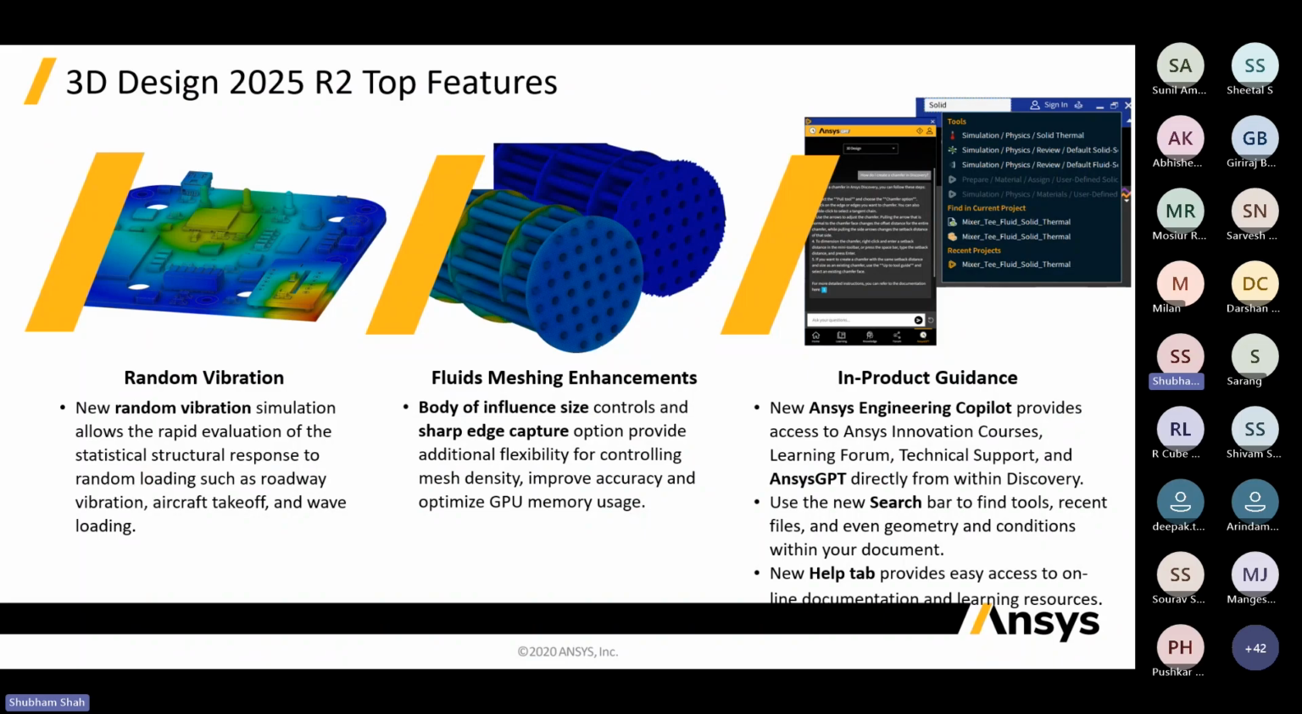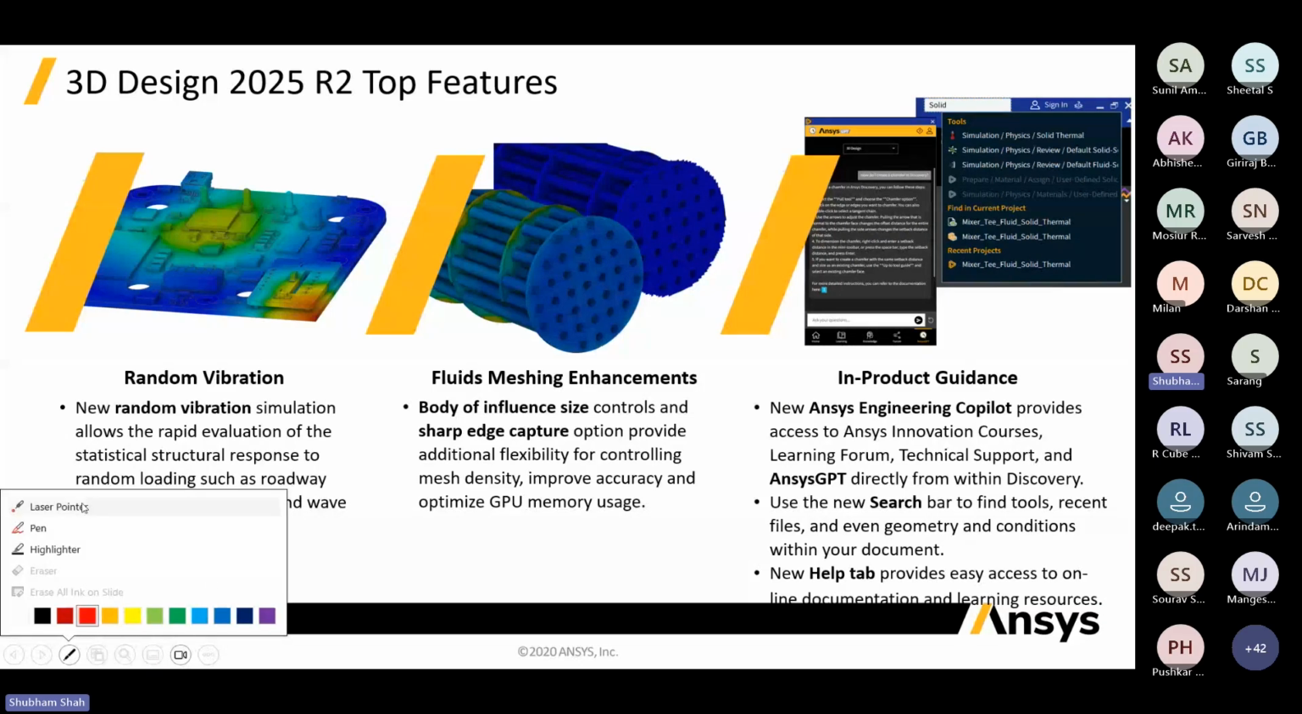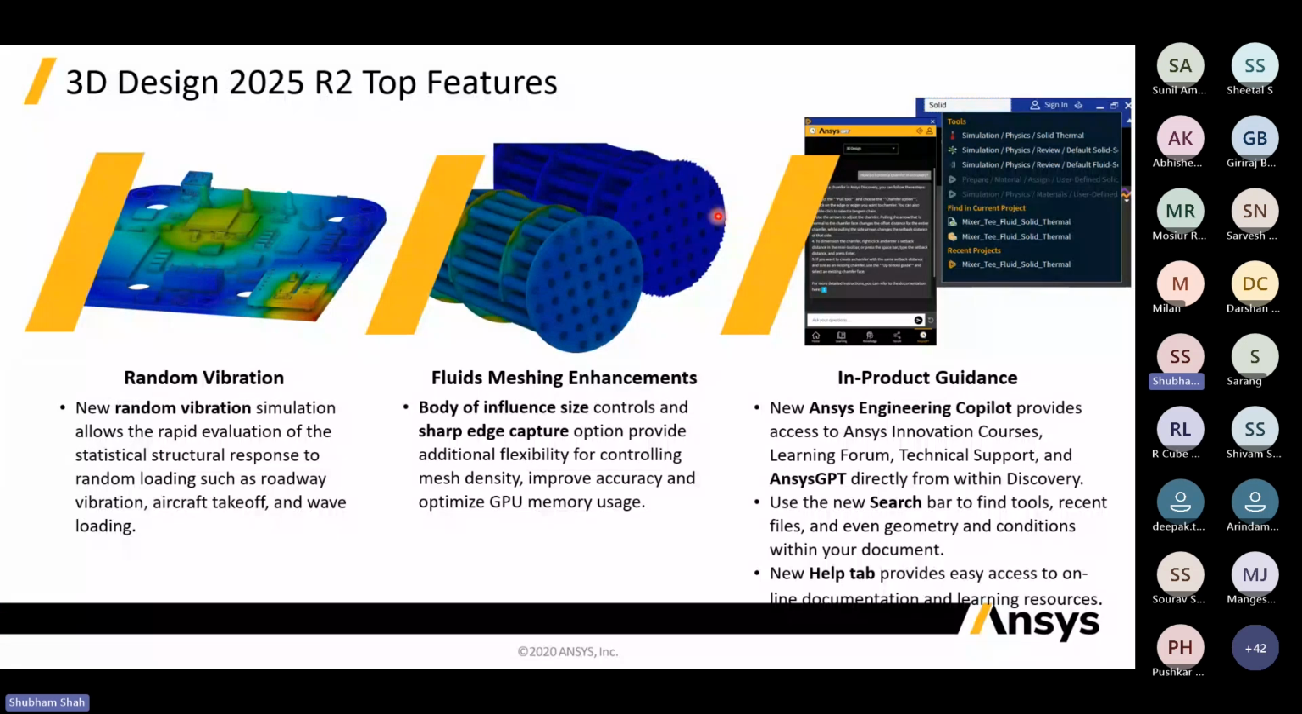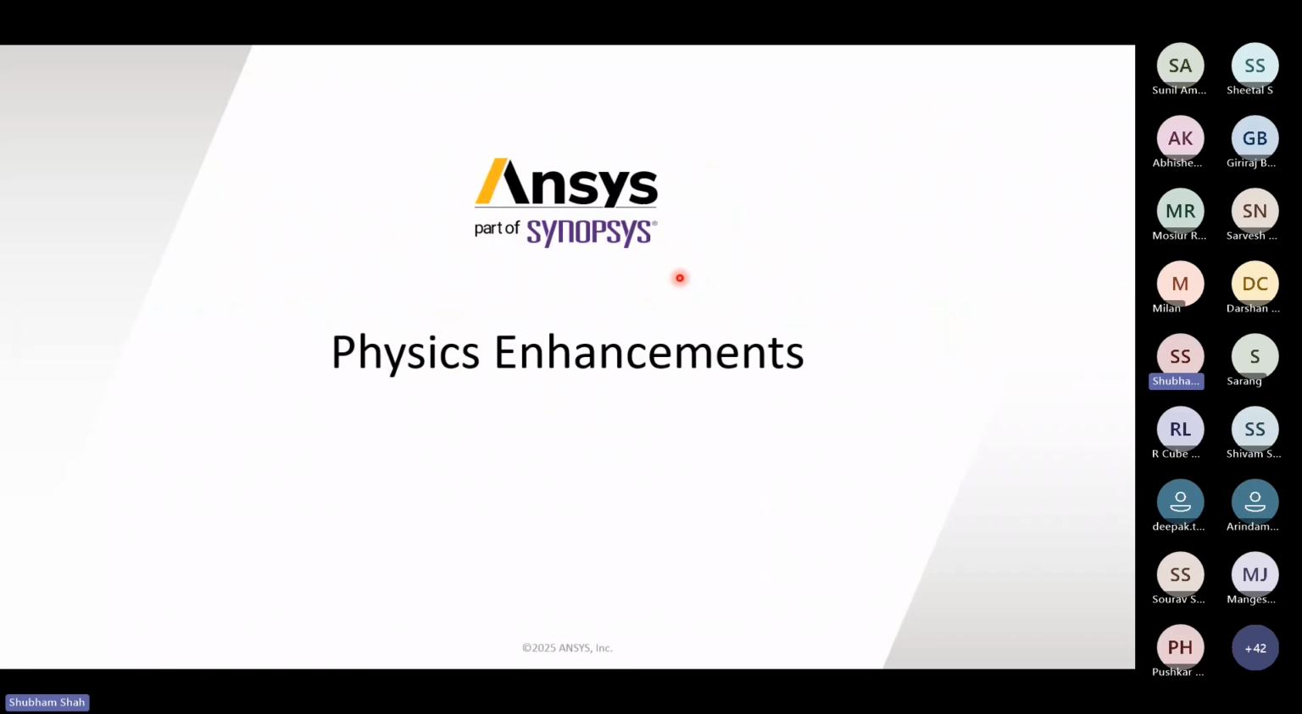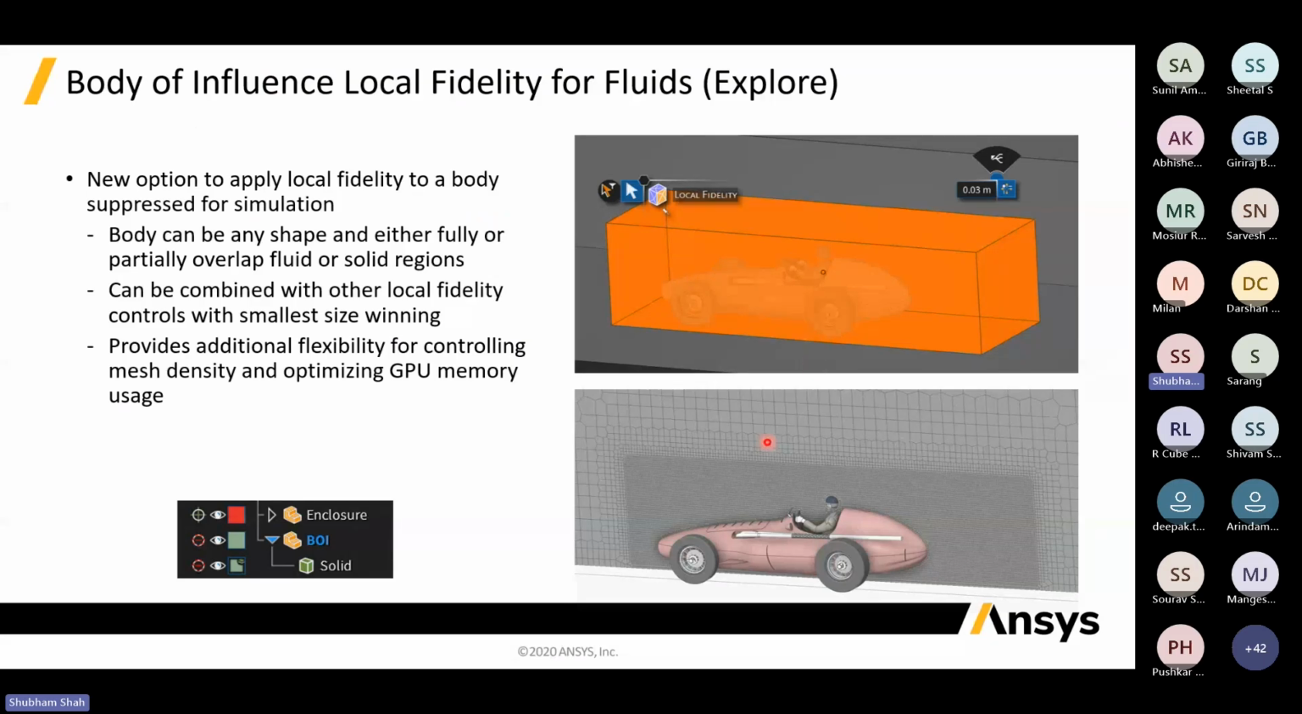Earlier there were certain limitations, like sharp edges were not getting captured correctly. If you see over here, the sharp edges we were not able to capture properly, as we did not have much control. But now we have that meshing control in the CFD part, so we can give the body of influence, and sharp edges can be captured properly. This is the body of influence for any sort of external aerodynamic simulation.